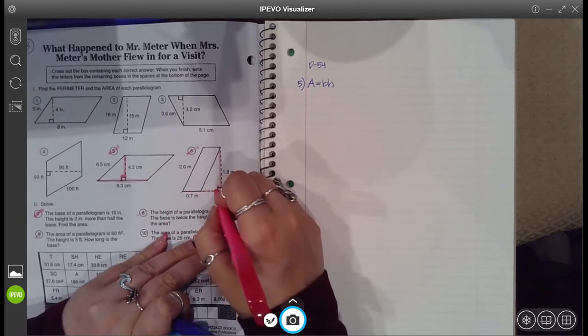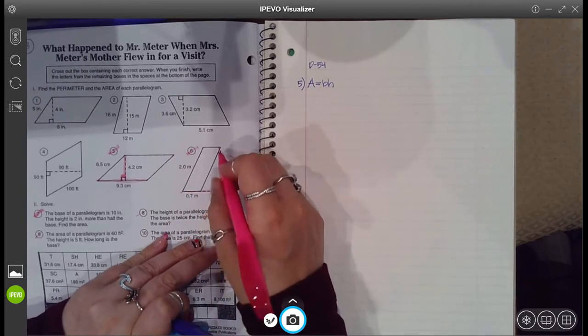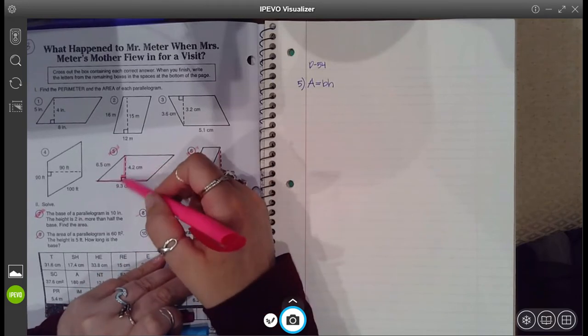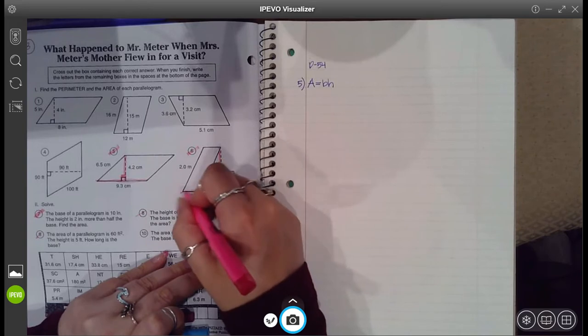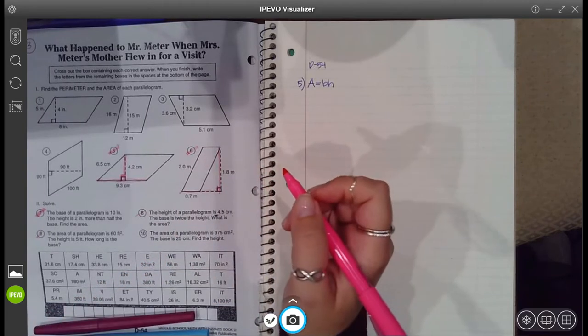And technically, this isn't part of the shape. This is the perpendicular height. It isn't really part of the outside shape. This is on the inside. This is the outside of it. And this is the actual base length right there.